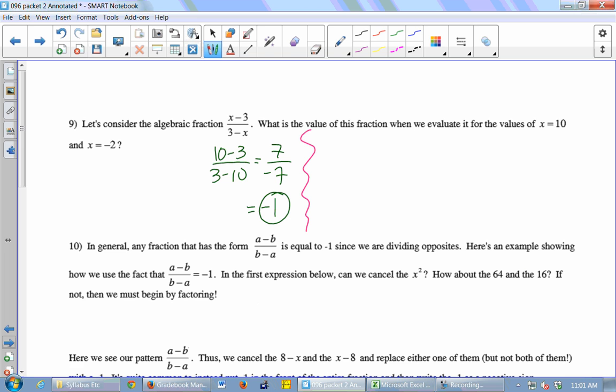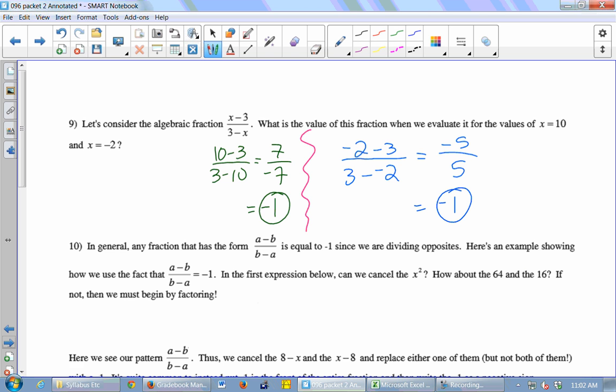All right, let's see what happens if I plug in -2. So I'm going to have -2 minus 3 over 3 minus -2. What's -2 minus 3? -5. What's 3 minus -2? 5. So -5 over 5 is -1.